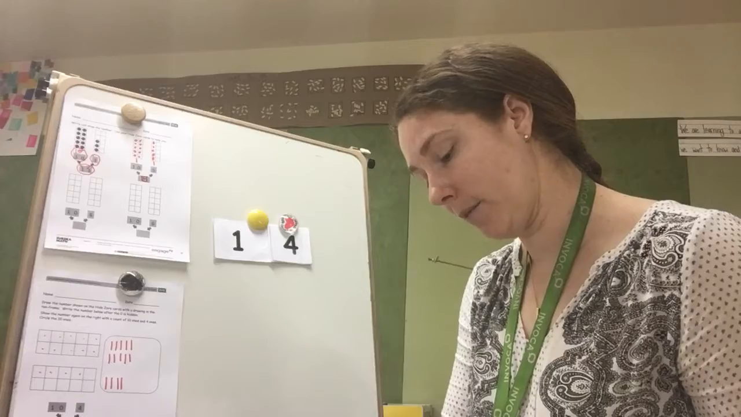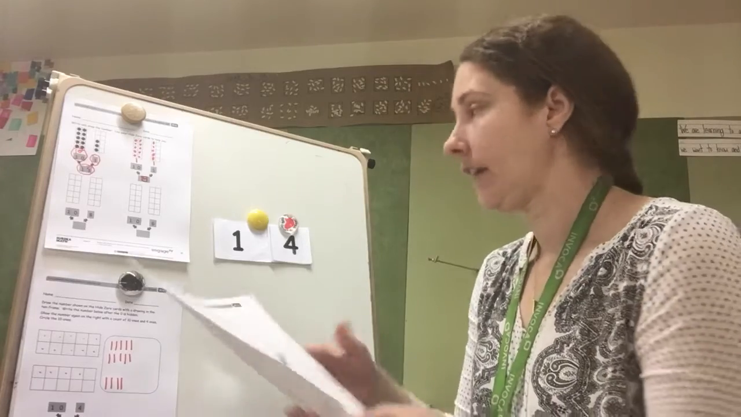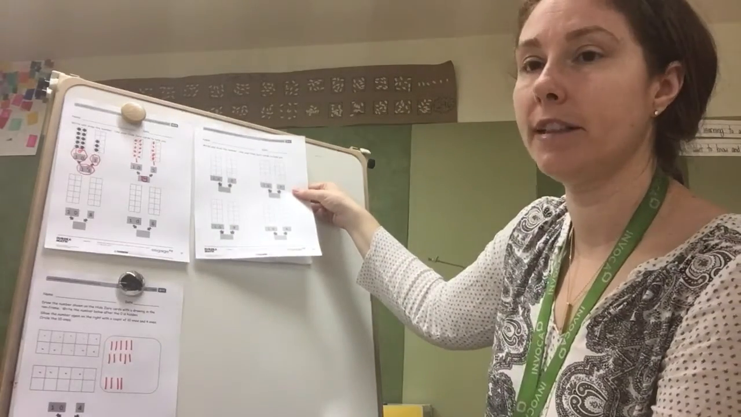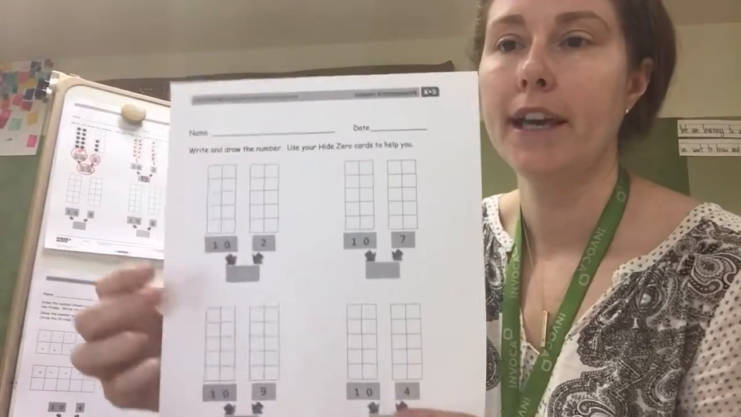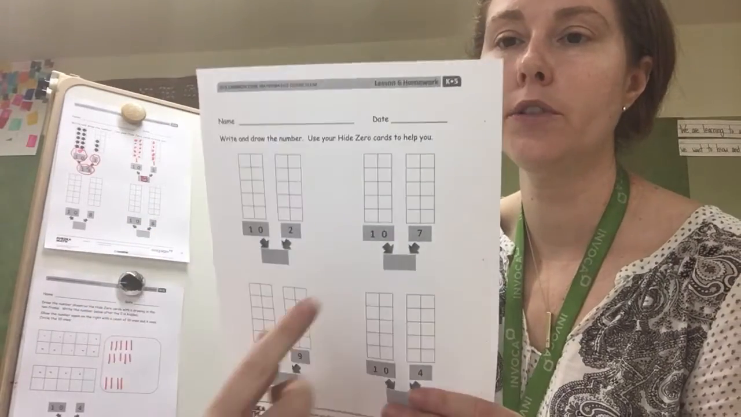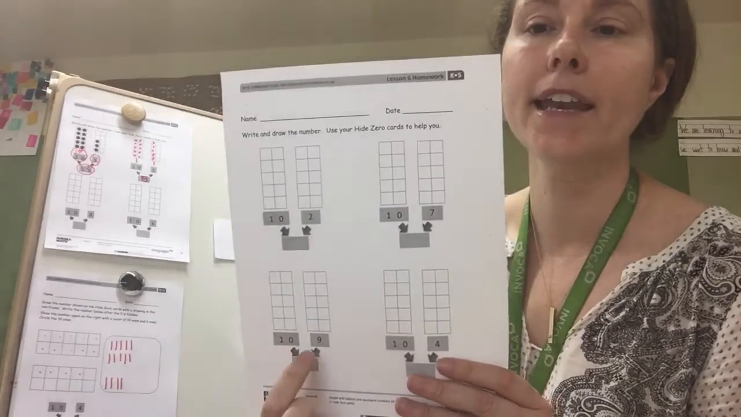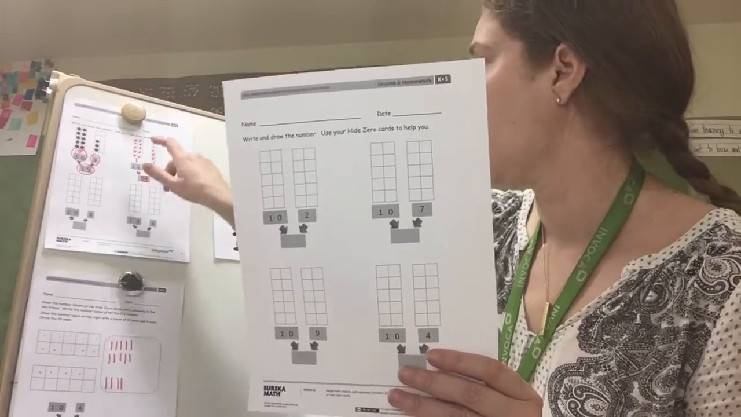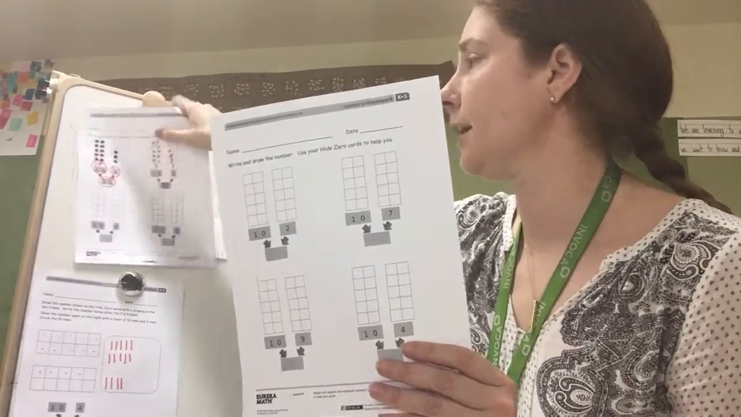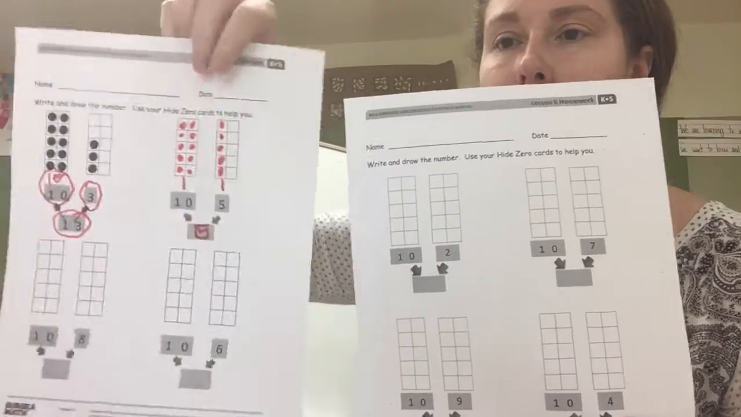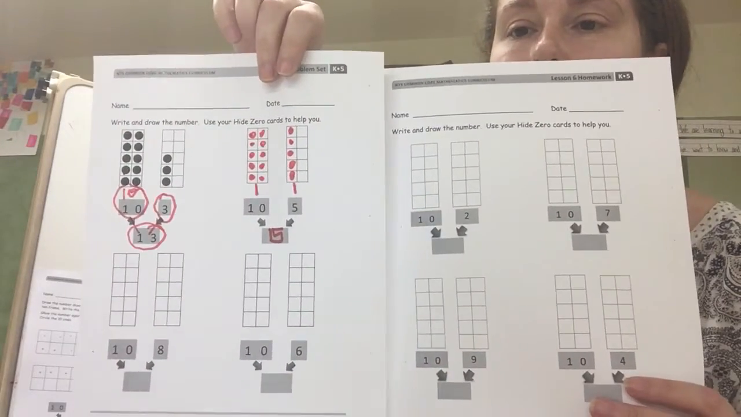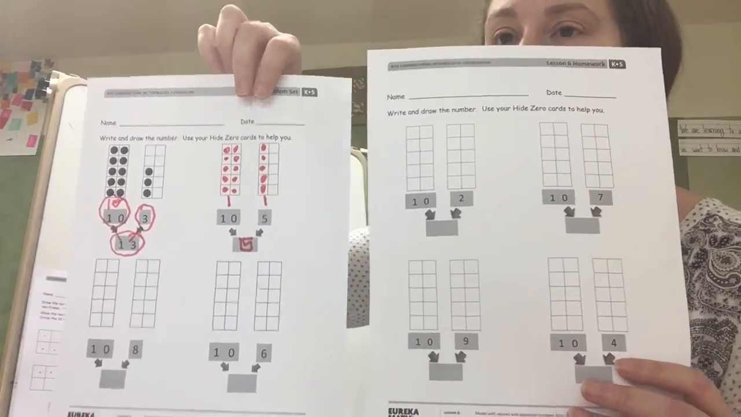Okay, and then there's one more challenge page. That's exactly the same as the first page. Exactly the same. 10, 2, 10, 7, 10, 9, 10, 4. All of them the same. This is the same exact thing that we did on the first page. 10, 2, 10, 3, 10, 8, 10, 6. So this should be really easy for you guys to do.